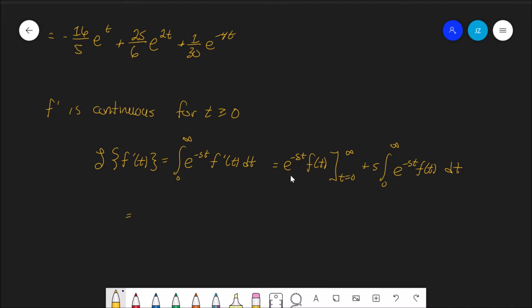If we look at this first part, as t goes to infinity, this will go to 0, so we're left with negative f of 0. Plus, now this integral is the Laplace transform, so it's s times the Laplace transform of f of t. So we get s times big F of s minus f of 0.